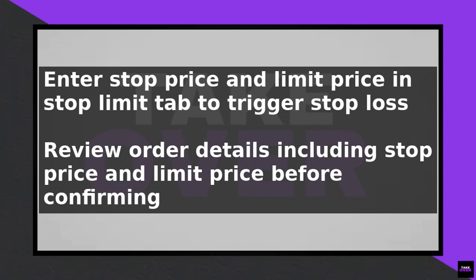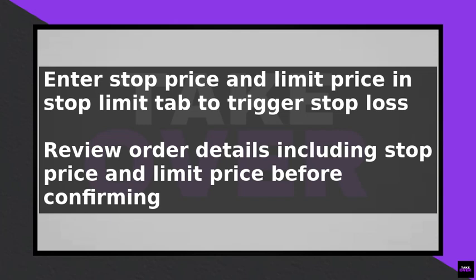It's essential to note that there are two types of stop loss orders on Webull: Stop Limit and Stop Market. A stop limit order will sell the stock at the limit price or better, while a stop market order will sell the stock at the current market price.